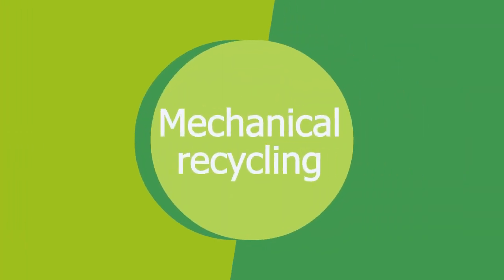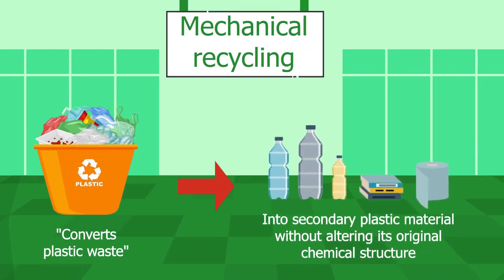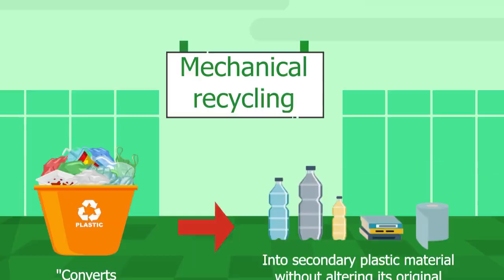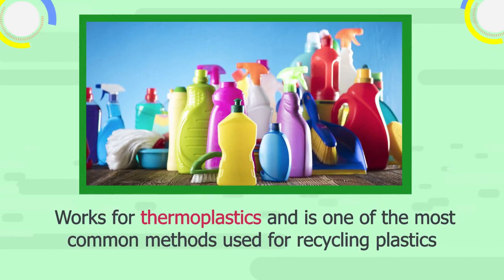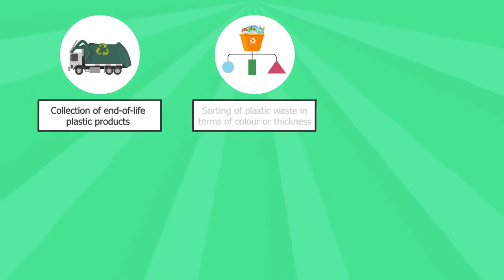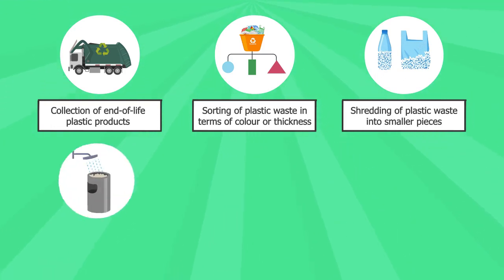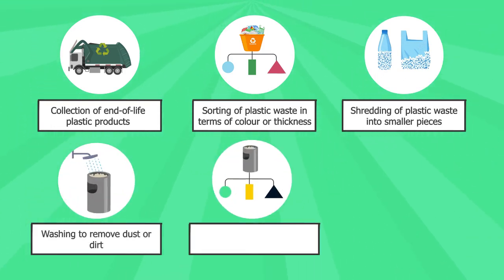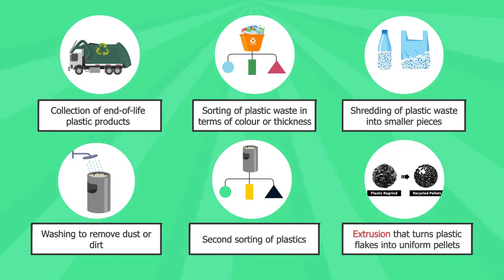Mechanical recycling. Mechanical recycling converts plastic waste into secondary plastic material without altering its original chemical structure. This method works for thermoplastics and is one of the most common methods used for recycling plastics. The steps involved in mechanical recycling include collection of end-of-life plastic products, sorting of plastic waste in terms of color or thickness, shredding of plastic waste into smaller pieces, washing to remove dust or dirt, second sorting of plastics before extrusion, and extrusion that turns plastic flakes into uniform pellets ready for manufacturing new products.